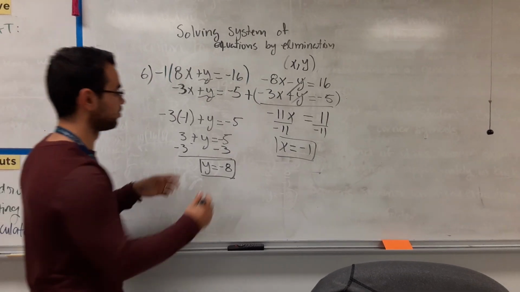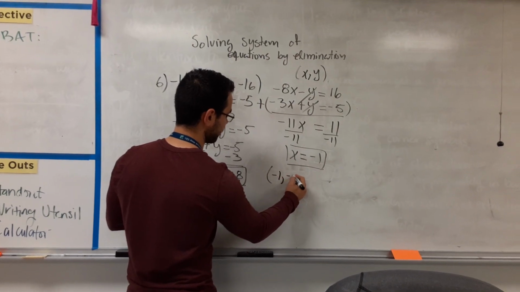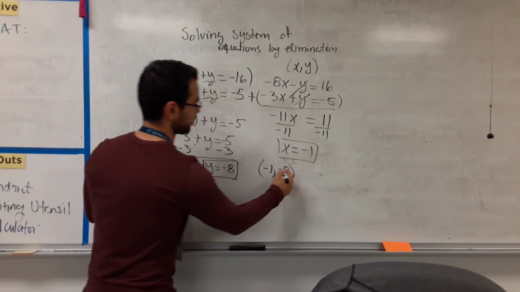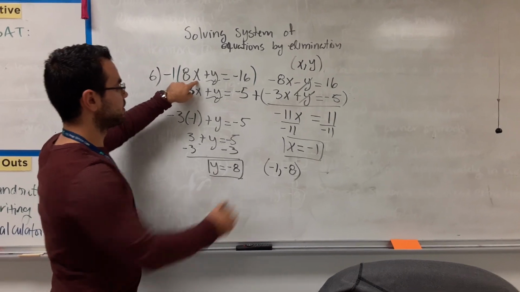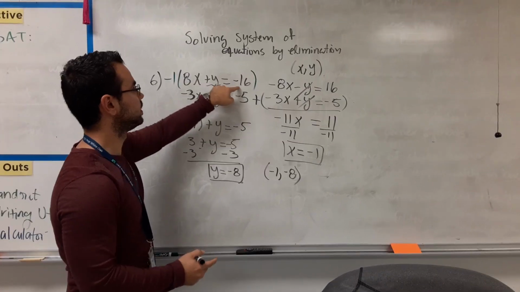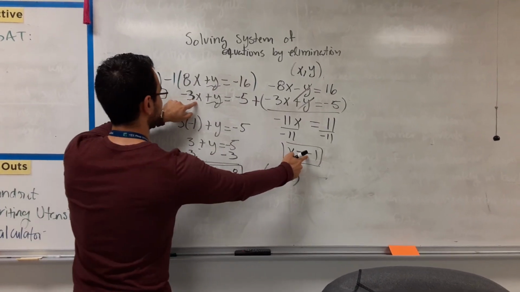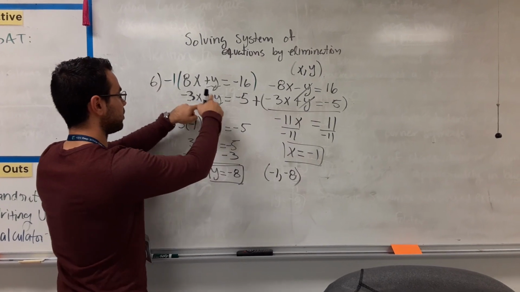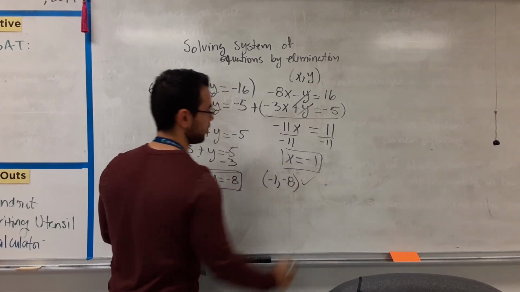Last part is make sure that you write them as an ordered pair. And always check your answers. 8 times -1 is -8. Minus 8 is -16. -3 times -1 is positive 3. Minus 8 is -5. So it works for both equations.